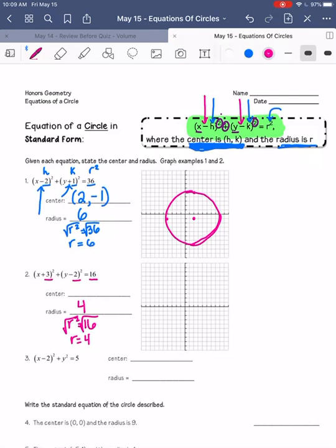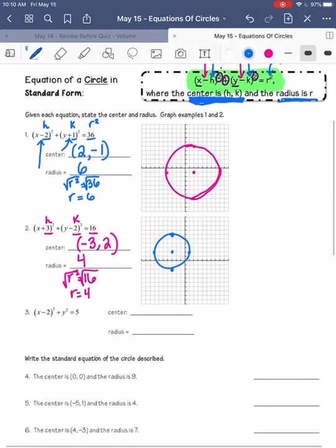And now our center, we're going to pull our h and our k. And remember, we just want to write the opposite. So I see a +3, so that means I'm going to put -3. I see a -2, which means I'm going to put a +2. Okay? So then I'll go to -3, 2, and then I'm going to go up 4, down 4, and then I can draw my circle. Okay?